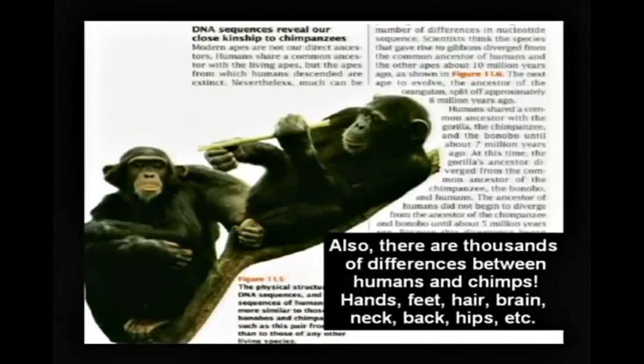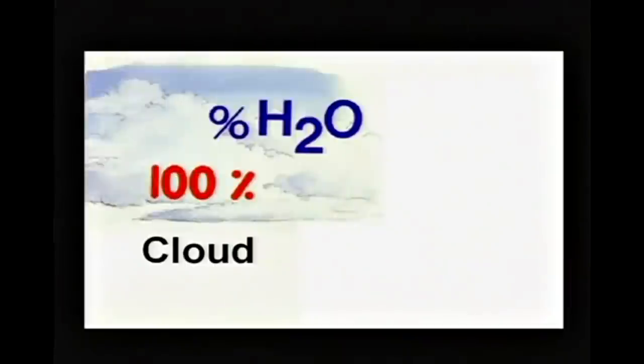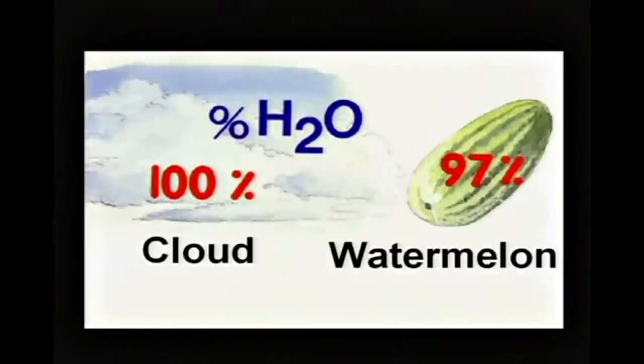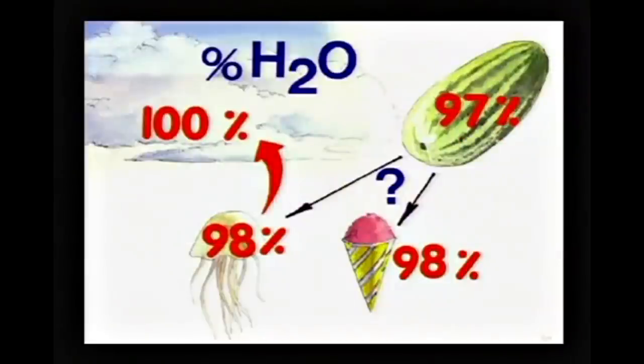But if you think a percentage of similarity proves a relationship, let me show you the research I've been doing. I discovered clouds are 100% water. Watermelons are 97%. It's only 3% difference. That proves they're related. Jellyfish are 98%. Missing link. And so are snow cones. Yeah, there we go. We got the proof, okay?